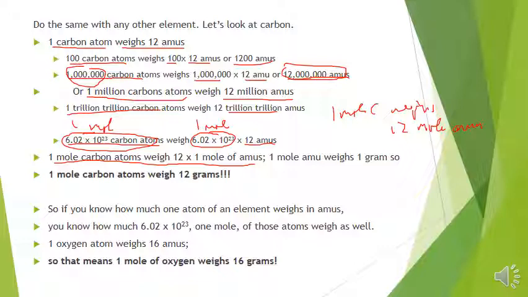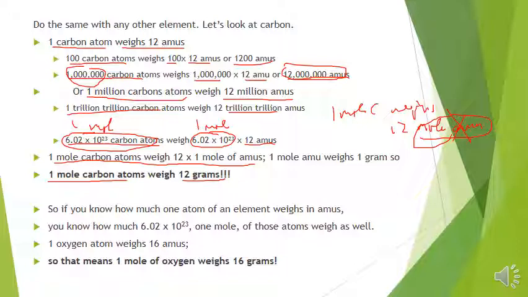Now remember, 1 mole of AMUs is known as a gram. So I can replace this with the word gram, and I get 1 mole of carbon weighs 12 grams. So if you want to count 6.02 times 10 to the 23rd carbon atoms, you have to weigh out 12 grams. That's because each carbon weighs 12 times more than 1 hydrogen. I hope you can see that even though it's the same amount, they weigh differently.